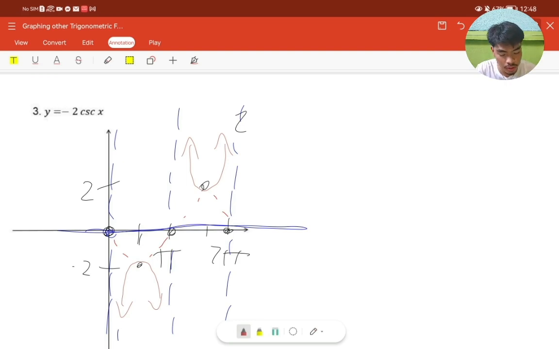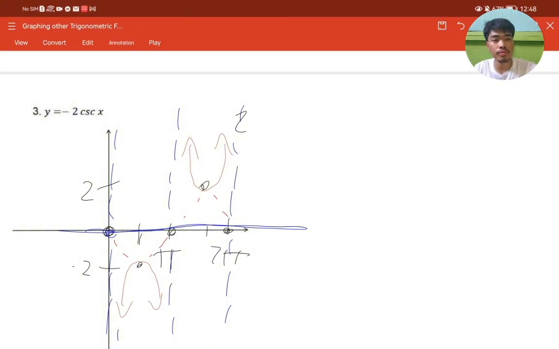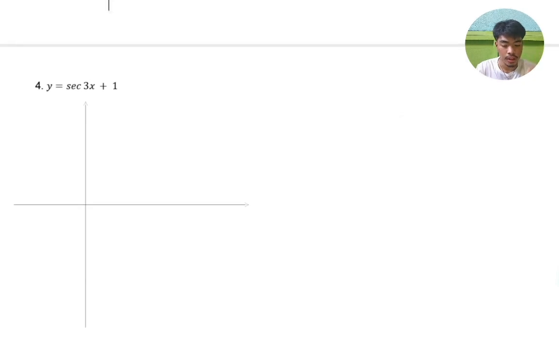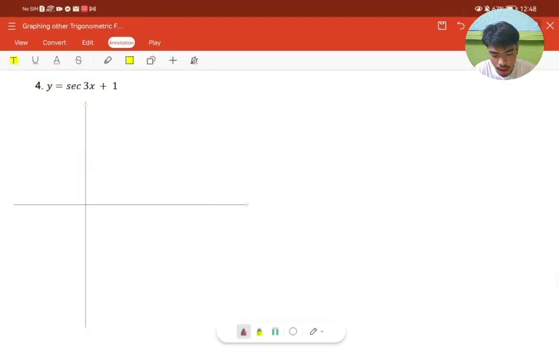Now moving on sa number 4. So we have equation of y is equal to secant 3x plus 1. So the first step is to find the baseline. So ang baseline ani is shifted up to 1. So we know nga ari ni siya shifted 1 ni siya. Since sec man ni siya, so di uno nga 1 is diri, so magpuno ta og 2 then minus 0 ni siya.